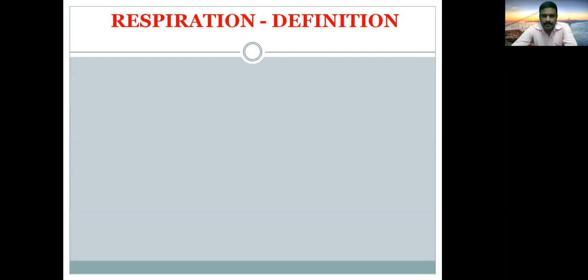So respiration is a life process. What is life process? Life process is such one which is very, very essential for the continuity of the life of the individual. So if the life process is not performed, if the life process is stopped, the animal, the organism will die. So for the survival of the individual, life processes must go on in that individual. If any of the life process is stopped, the individual cannot survive.